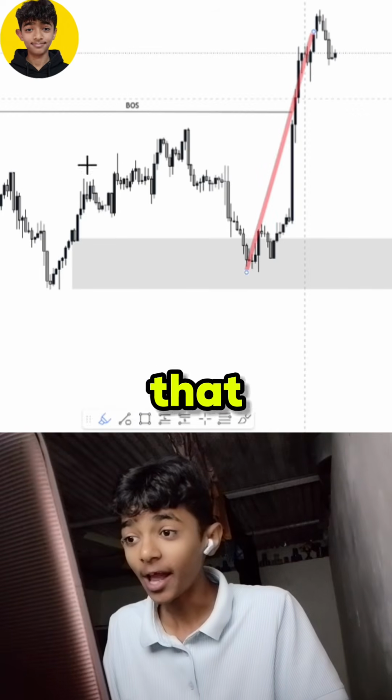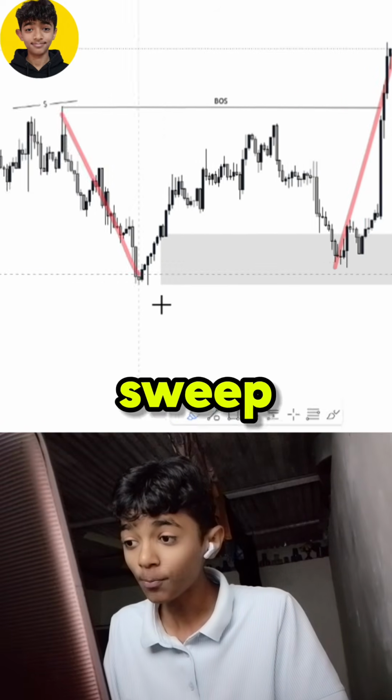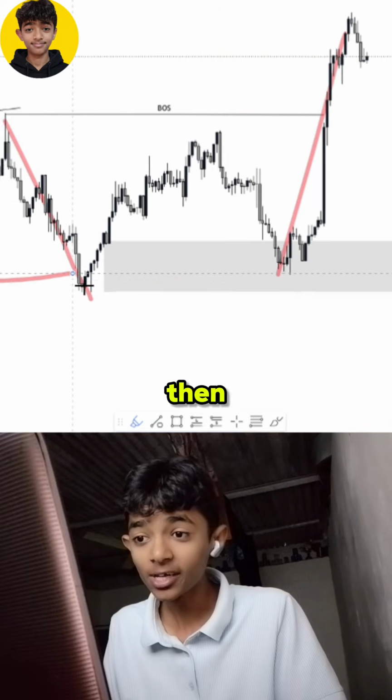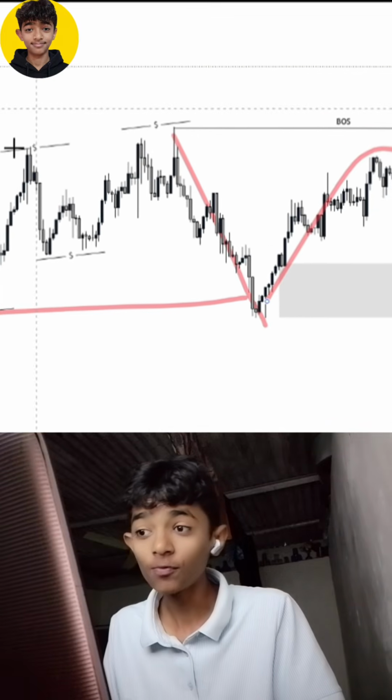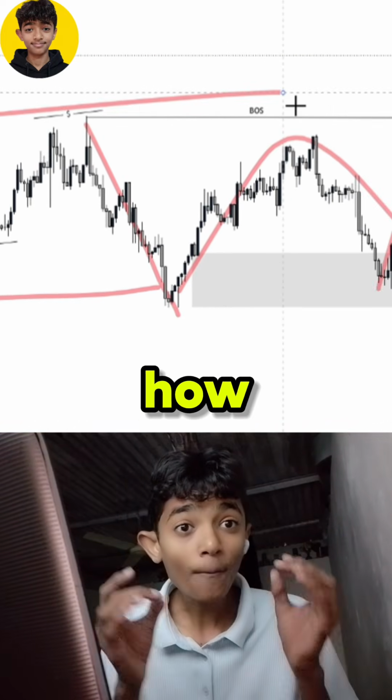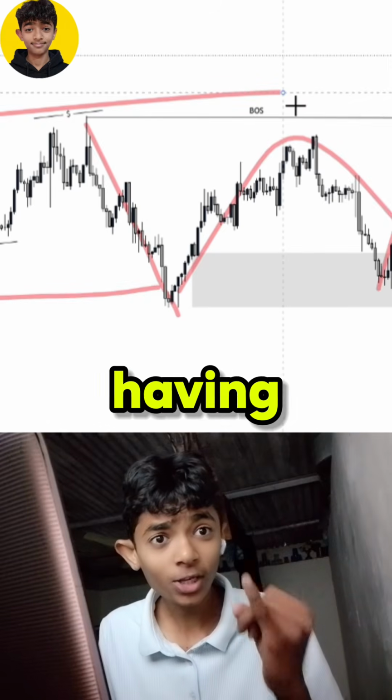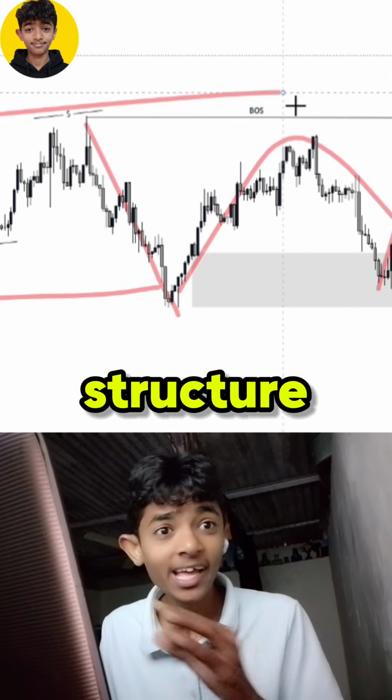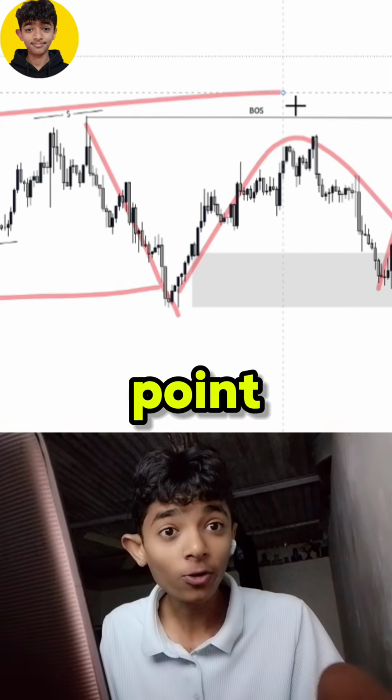Now you can see how price came here, swept all of this liquidity and then went up, and then swept all of this liquidity, and this is how price moved. But having liquidity and having breakout structure isn't enough to mark a point of interest.